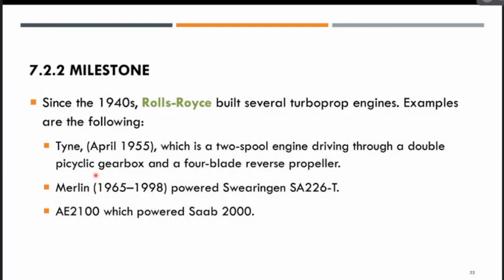At the same time, Rolls-Royce also built the Tyne engine in April 1955, which is a two-spool engine driving through a double helical gearbox and a four-blade reverse propeller. They also have the Merlin engine, 1965 to 1998, which powered the Swearingen SA226T, and the AE2100, which powered the Saab 2000 aircraft.